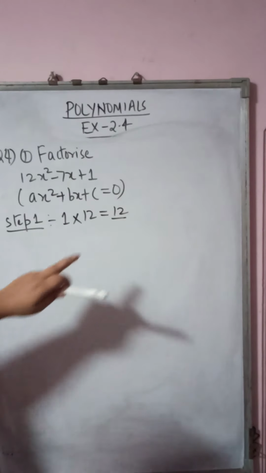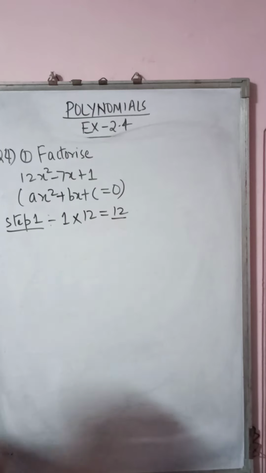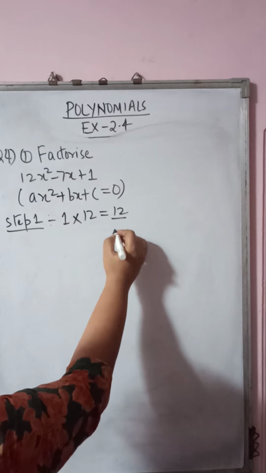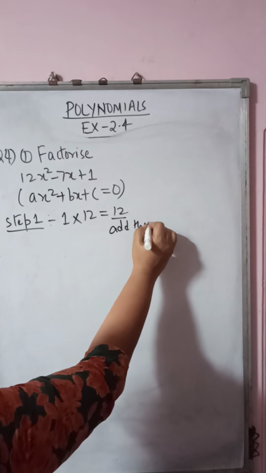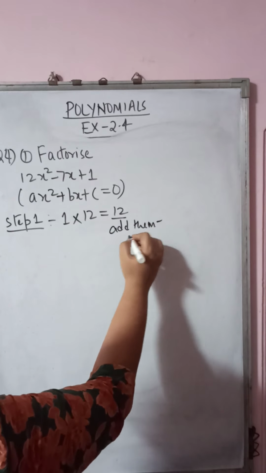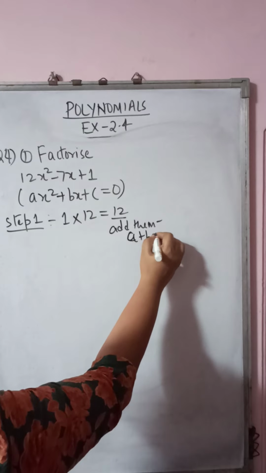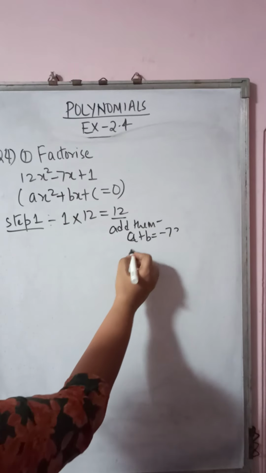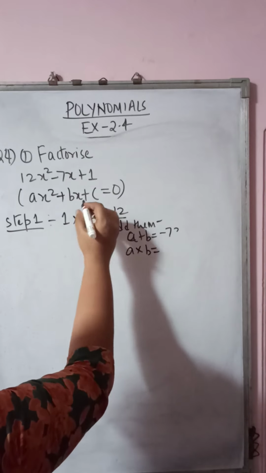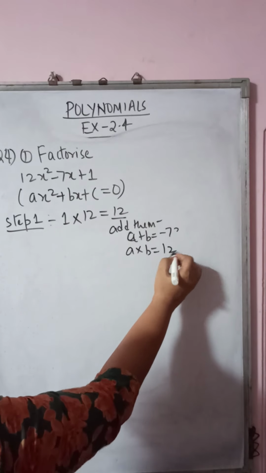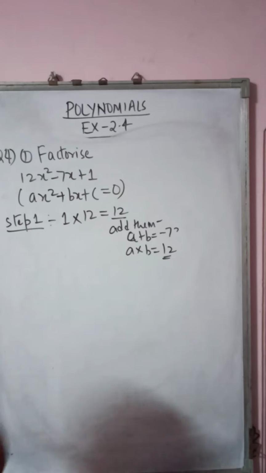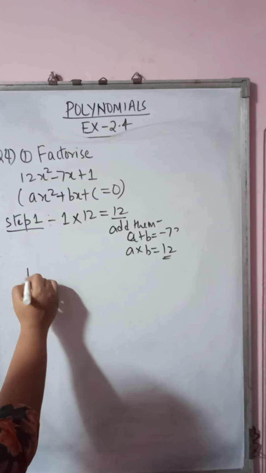You need the 2 factors of 12 such that when you add them, let the 2 factors be a and b, you should get the middle term, that is minus 7, and when you multiply them you should get 12 into last term, that is 12. So these 2 things you have to consider. Now we can do trial and error. What are the factors of 12?